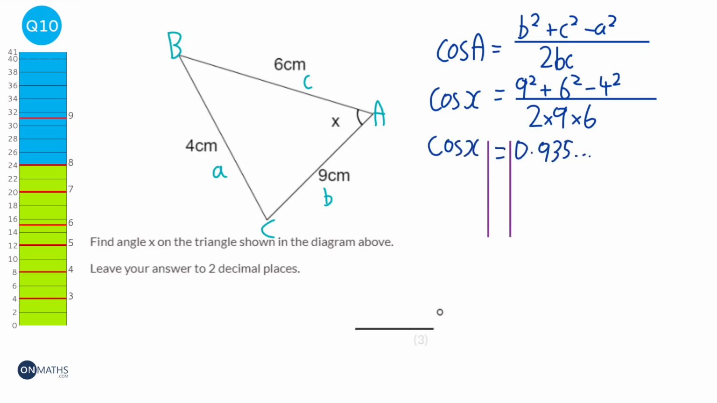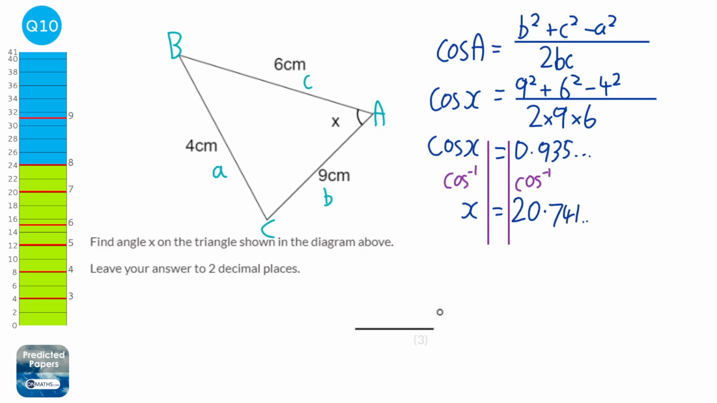So if we try and solve that now, all we need to do to both sides is the inverse cos. So we're just going to do the inverse cos of 0.935 etc. that's on the calculator, and that gives us 20.741 blah blah blah, and it says it wants its 2 decimal places, so that's going to be 20.74.